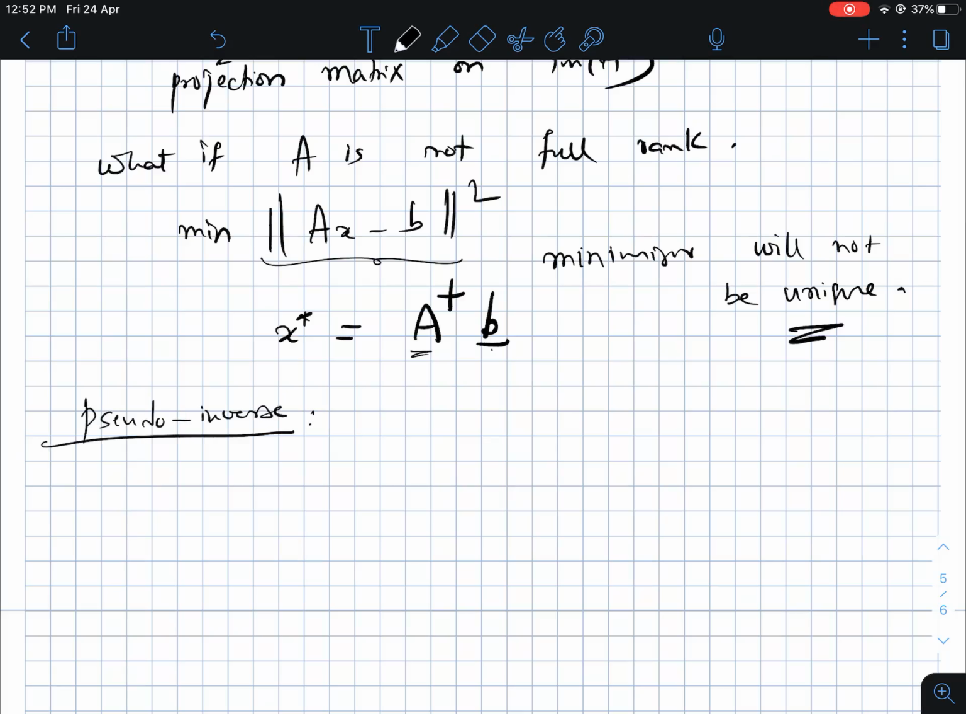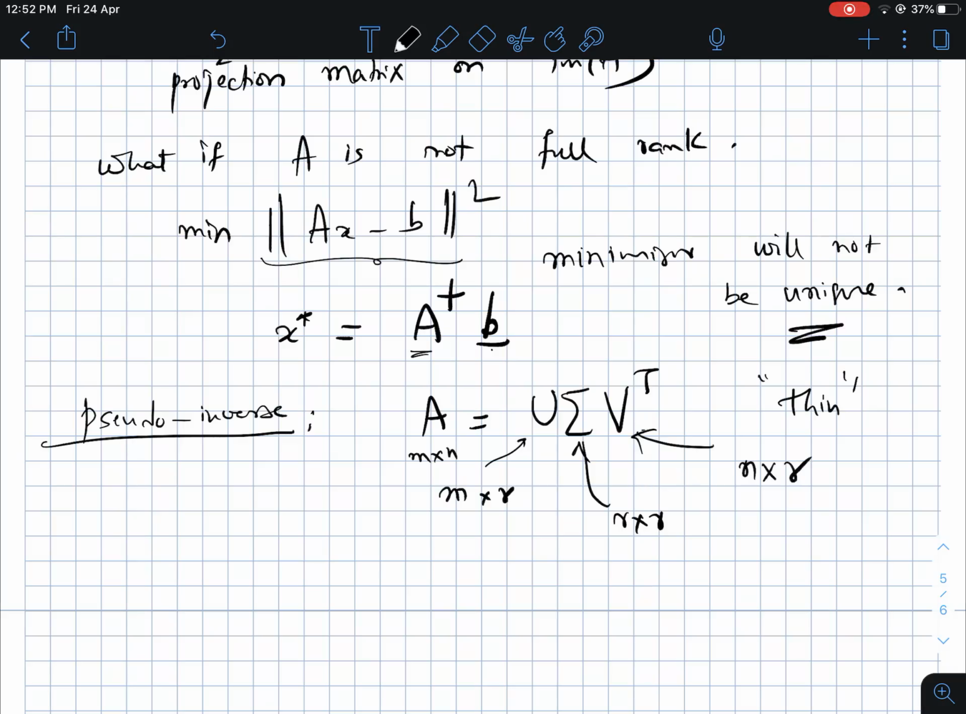There are many ways of defining the pseudo inverse. We'll look at some definitions later on, but for now, we'll just use the SVD to define the pseudo inverse. So suppose you have A equal to U sigma V transpose, and let this be the thin SVD. Okay, so thin SVD meaning A here is an m cross n matrix, U is an m cross r matrix, sigma is an r cross r matrix, and V is an n cross r matrix. Okay, so r here is the rank of A.